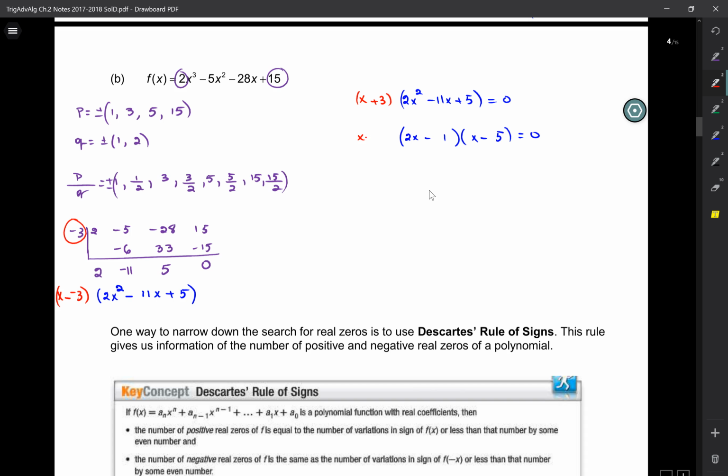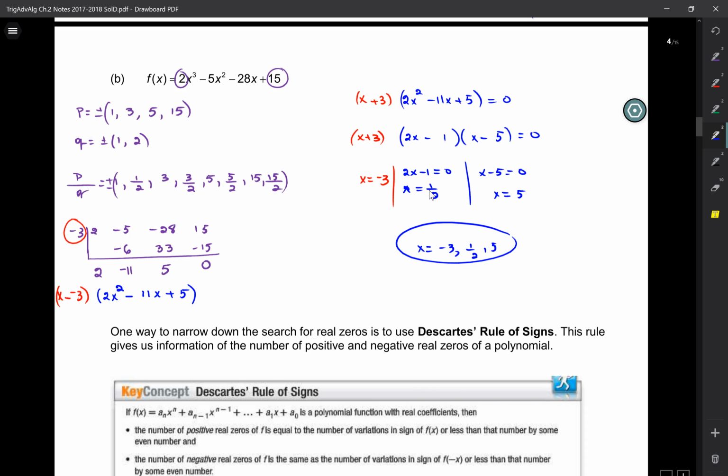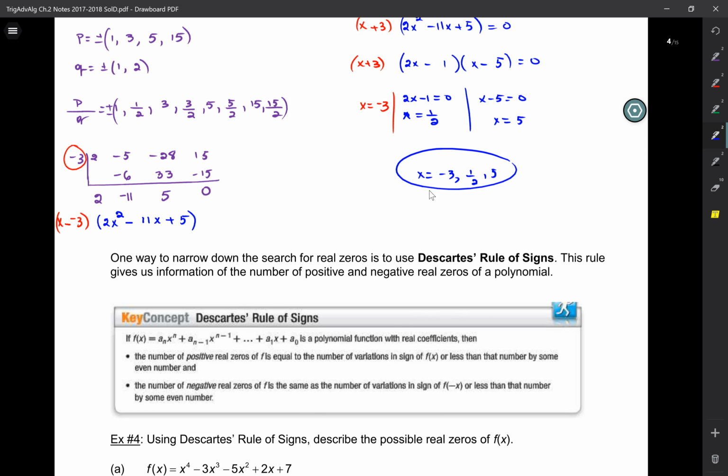So, and we have the x plus 3 here. It's x minus negative 3. So, from the first parentheses, I get that x equals negative 3. What about from the second one? 2x minus 1 equals 0. X equals 1/2. X minus 5 equals 0. X equals 5. So those are the 3 solutions. All you need is 1 to find out 1 zero, and then you get all.